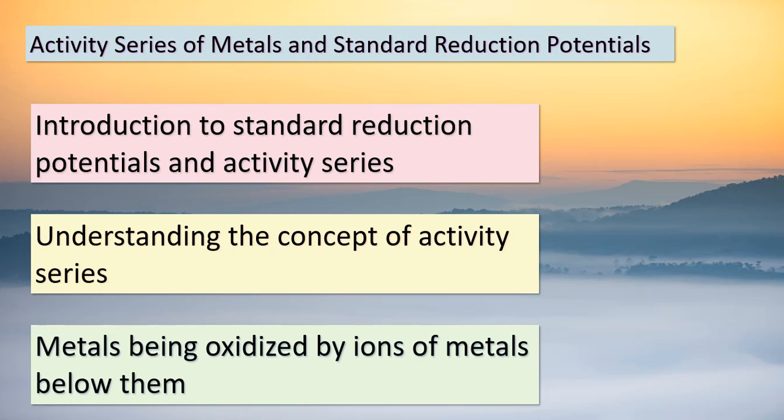In the activity series, nickel is above silver, indicating that nickel is the stronger reducing agent. Since a reducing agent gets oxidized in redox reactions, this means nickel is more prone to oxidation compared to silver. This relationship becomes clearer when we examine standard reduction potentials. So, let's proceed to explore the intricacies of this relationship and how it impacts the behavior of metals in redox reactions.